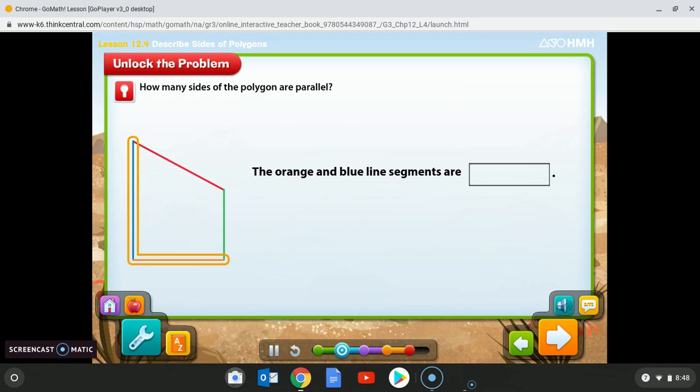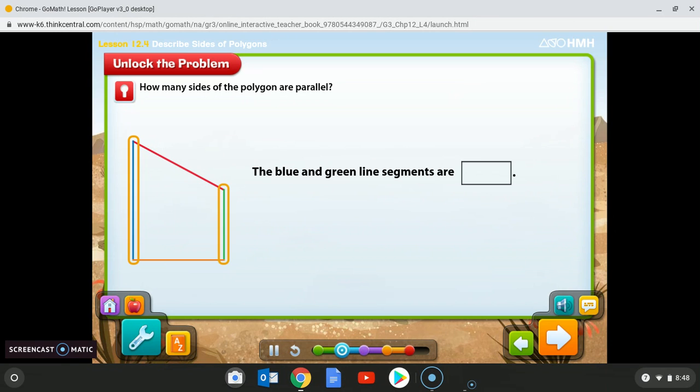The orange and blue line segments are, if I have the blue line segment and the orange line segment, is that intersecting, parallel, or perpendicular? The answer is perpendicular, because can you see that I can make a nice squared right angle using those 2 line segments? Yes, the angle is a right angle, so that means that those are called perpendicular.